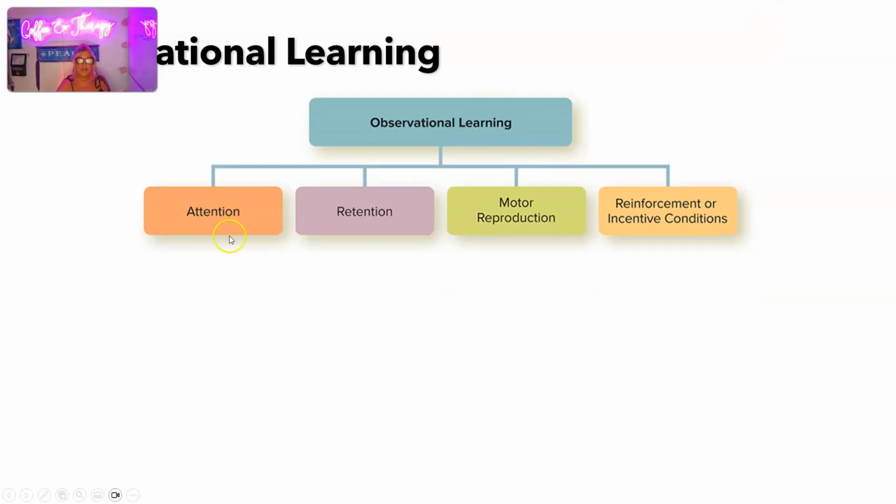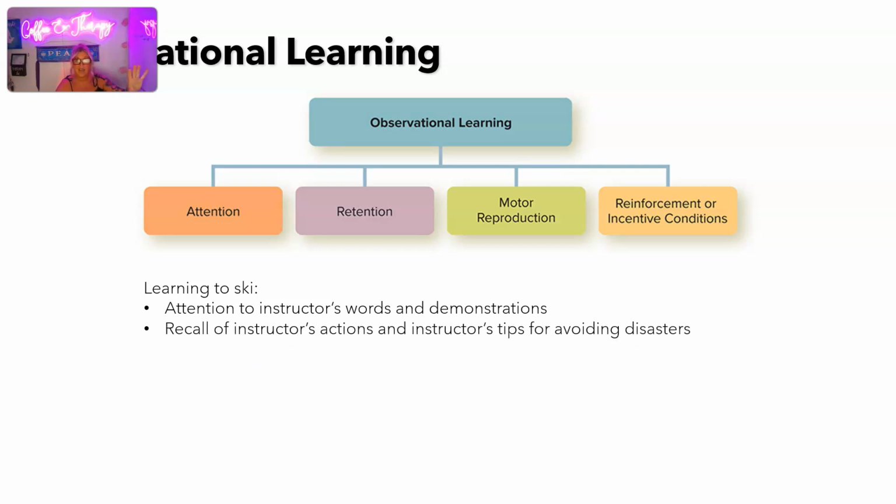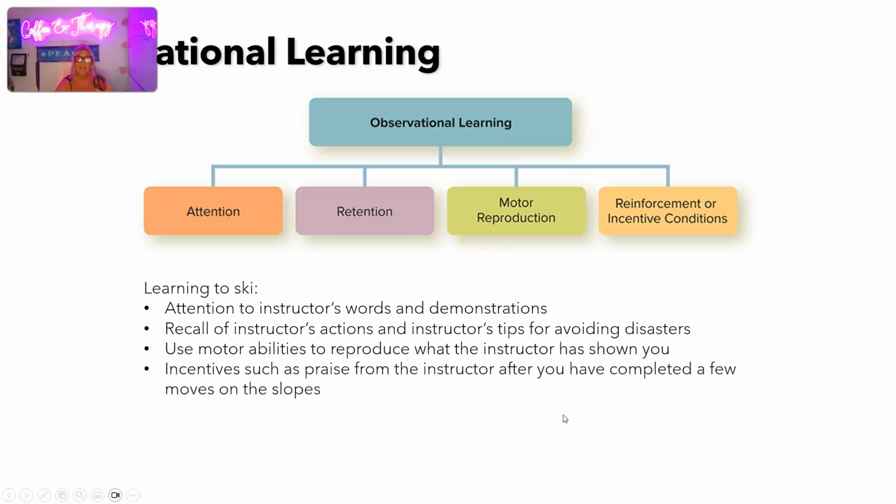All right, so here are the 4 things that I just outlined. Let's say, for example, learning to ski: attention to the instructor's words and demonstrations. Again, you're paying attention to that. Recall of the instructor's actions and tips for avoiding disasters, that's retention. Use motor abilities to reproduce what the instructor has shown you, that's motor reproduction. And then the incentives, such as praise from the instructor after you have completed a few moves on the slopes. That's reinforcement or incentive conditions. Maybe they give you some free lessons.